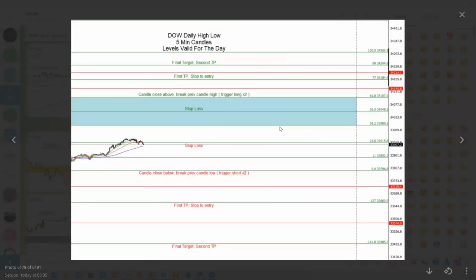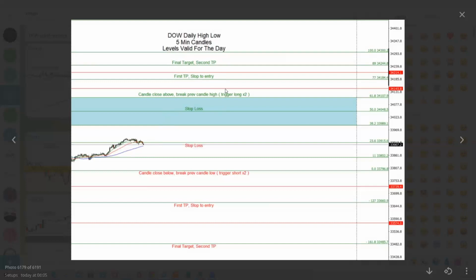On the Dow daily high low, currently between levels of 23.6 and 11. If you look at the moving averages, a little bit squished at the moment, but we can see we are busy in a little bit of an uptrend there. So with that, we only want candle close above the 61.8, break previous candle high to aim for that 77 first TP, 89 second TP, stop loss being at the 50.